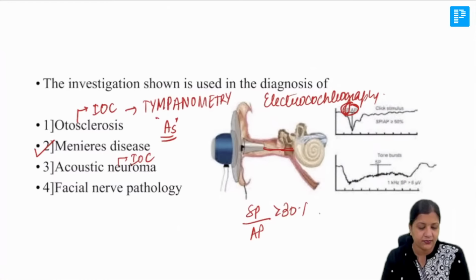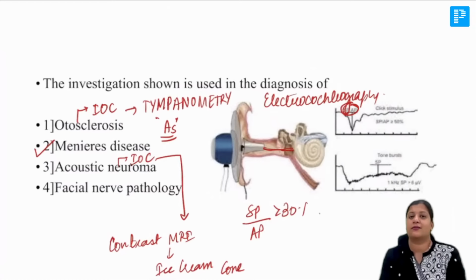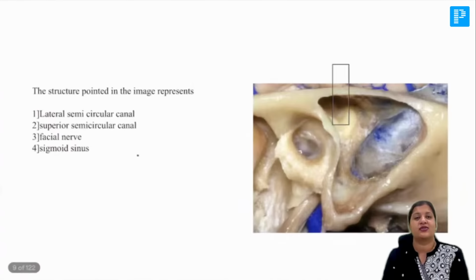Okay. For acoustic neuroma, the investigation of choice is a gadolinium enhanced MRI or a contrast enhanced MRI, which is the investigation of choice, which will show us what appearance? Ice cream cone appearance. Right? So that's about it. Let's go to the next question.